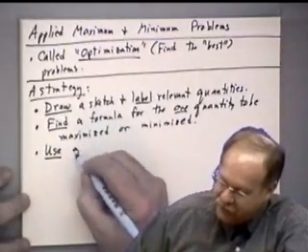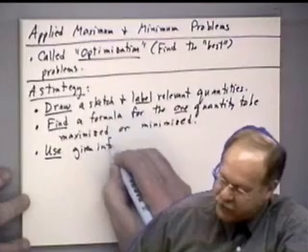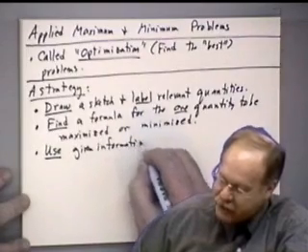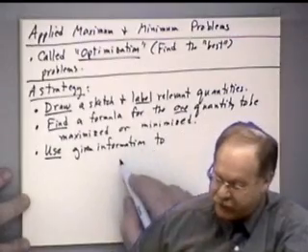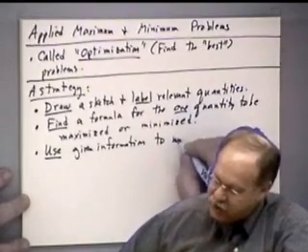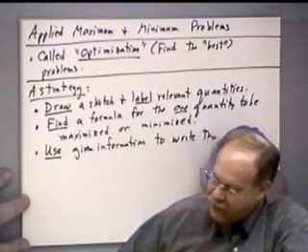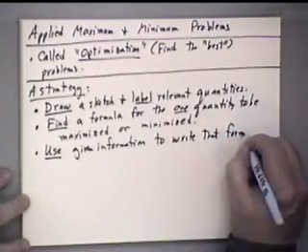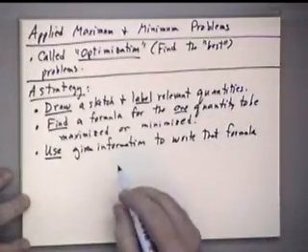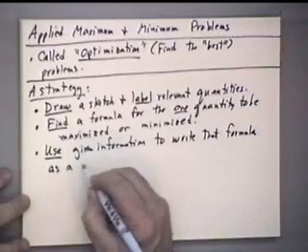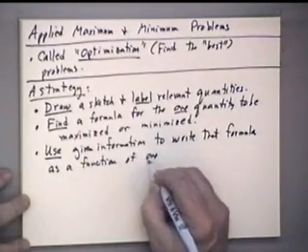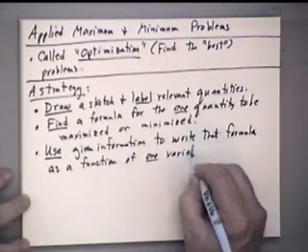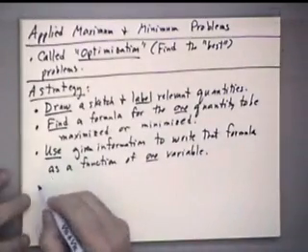Use given information, so this is information that comes from the very nature of the problem or from your own past experience in mathematics. Use the given information to write that formula that you just found, which may have more than one variable, as a function of just one variable, because that's the only kind of calculus we are doing at the moment.